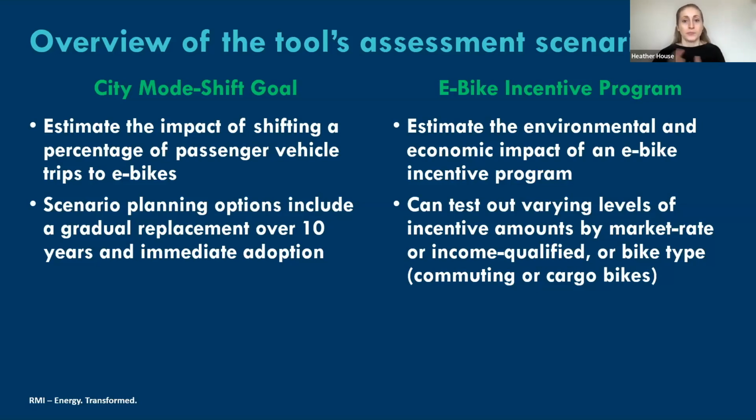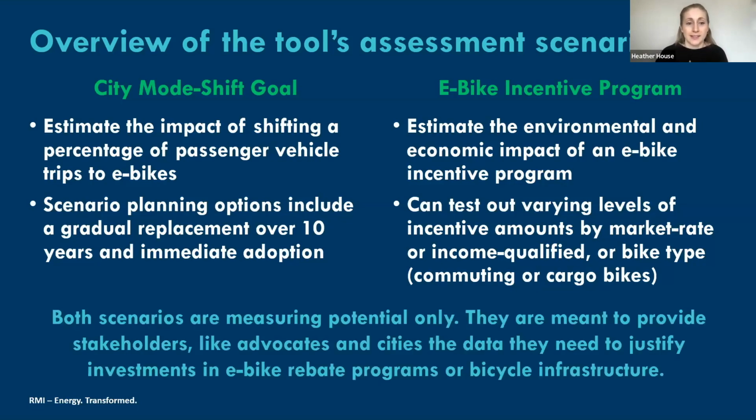So that's scenario one. Scenario two is looking at e-bike incentive programs. This scenario estimates the environmental and economic impact of e-bike programs. And you can test out varying levels of incentive amounts for market rate or income qualified, and also for different bike types, so looking at commuting bikes or cargo bikes. Both of these scenarios are measuring potential only. I want to sort of point that out.